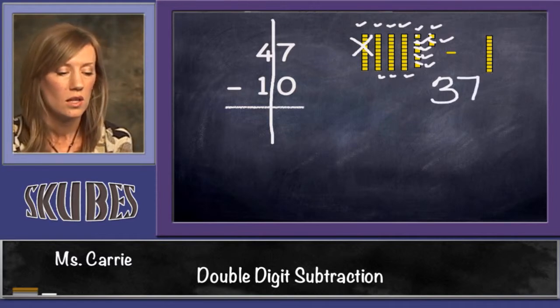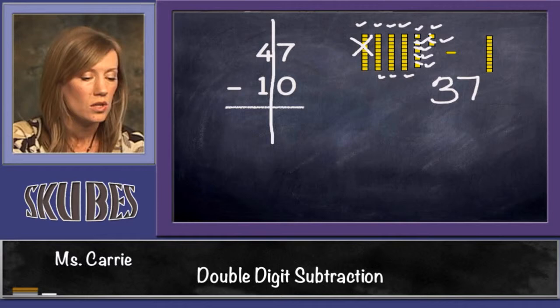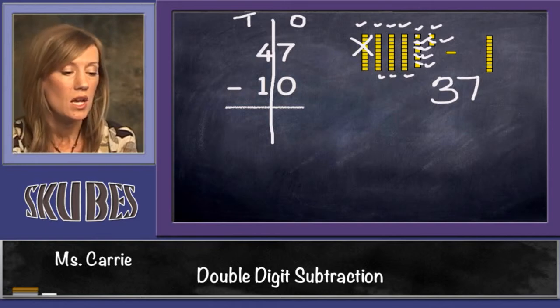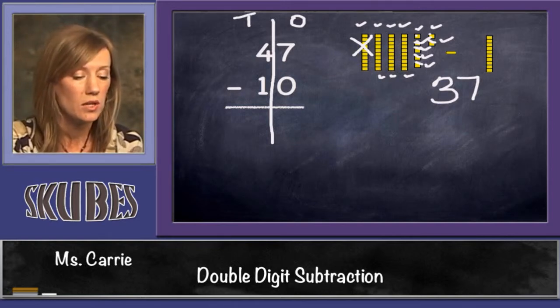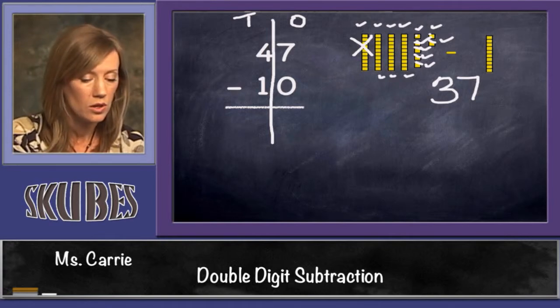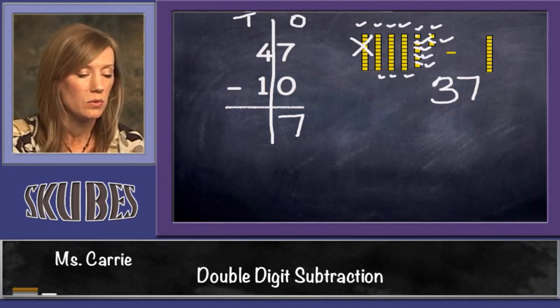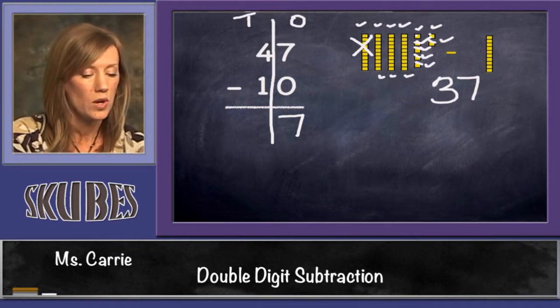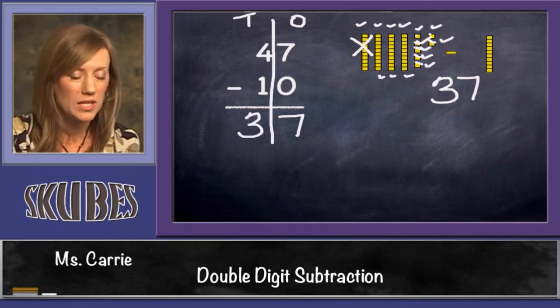37. Let's look back at our problem. We're going to start in the ones place first, and I'm going to put an O for ones and a T for tens so we remember our places. Now remember, when we're doing the ones, we stay in the ones. We start with 7 minus 0, which would be 7, and then we move to the tens place and we see that 4 minus 1 is 3. Our answers match up. We know we did it right.